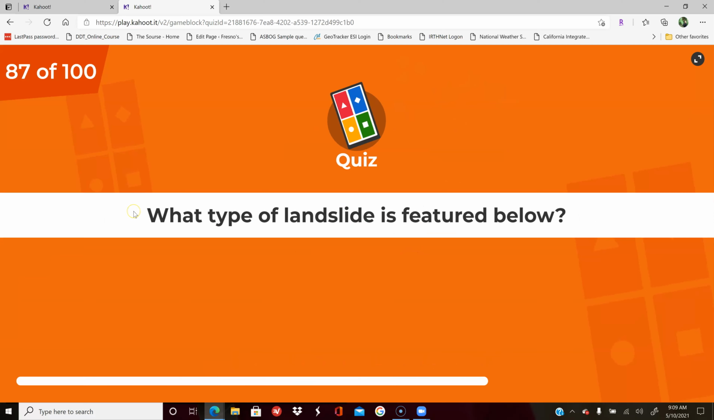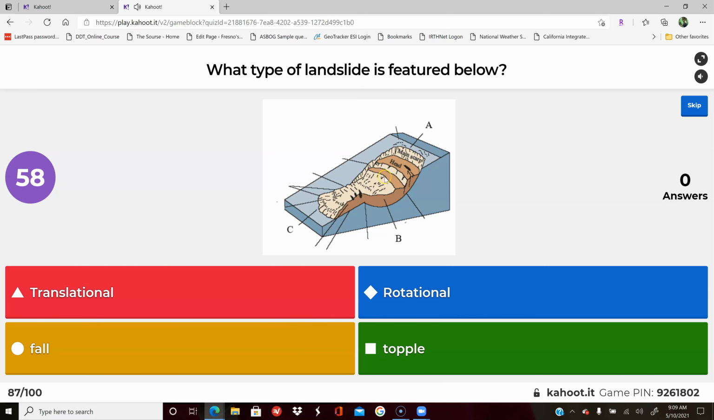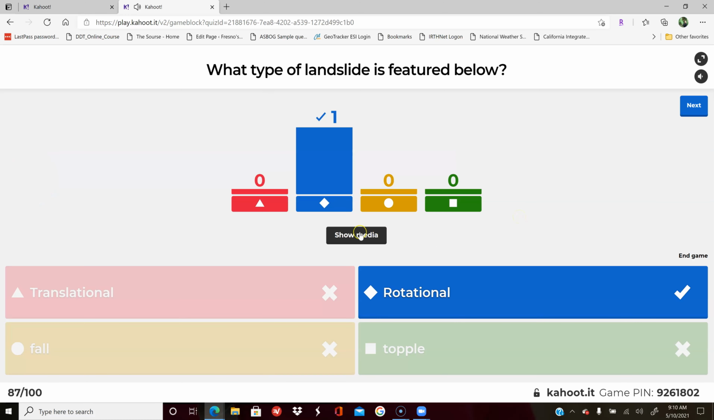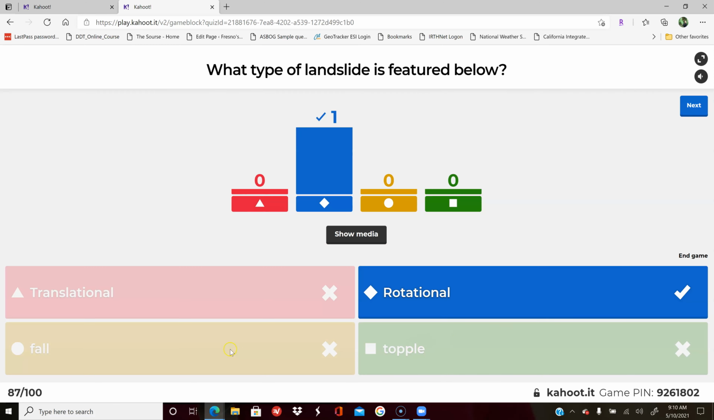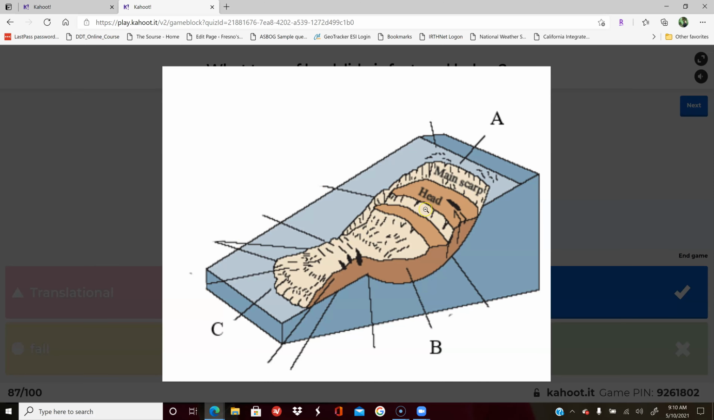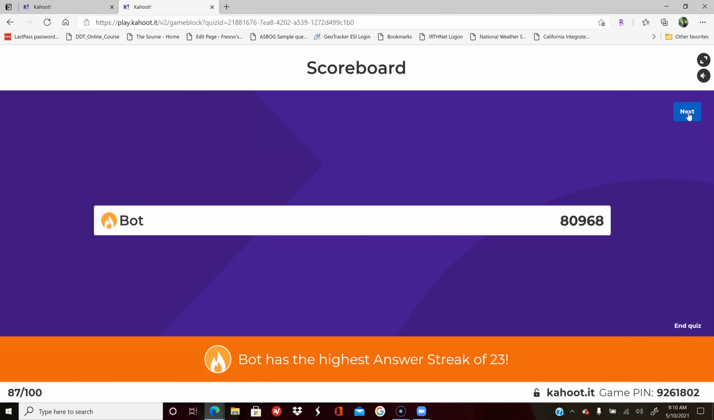What type of landslide is featured below? We're looking at this landslide. Are we looking at translational, rotational, a fall, or a topple? This is the rotational landslide because you can see the curved surface here. Remember, translational has a flat surface. It's not curved. And a topple or a fall will show rocks falling down or toppling.